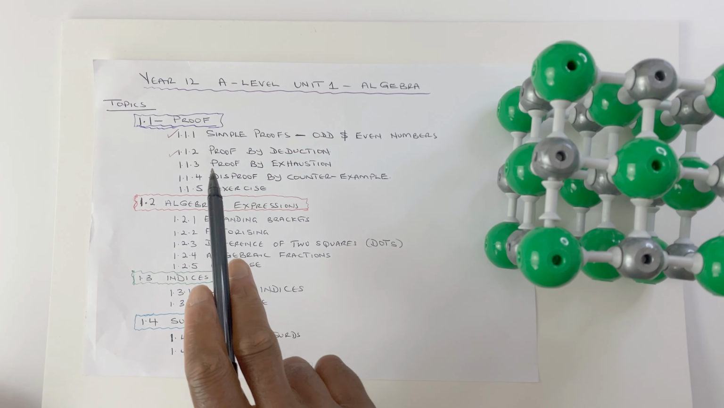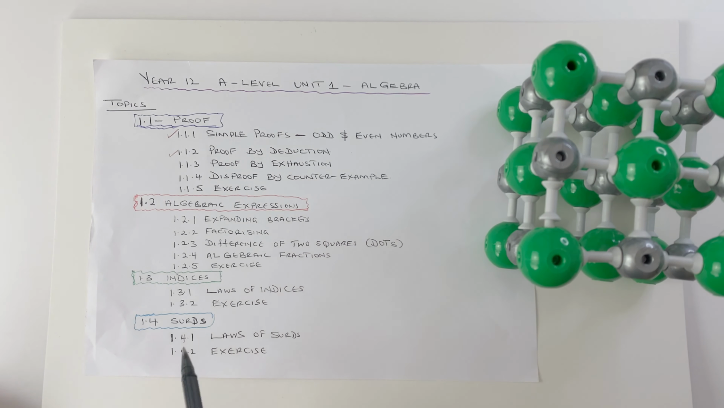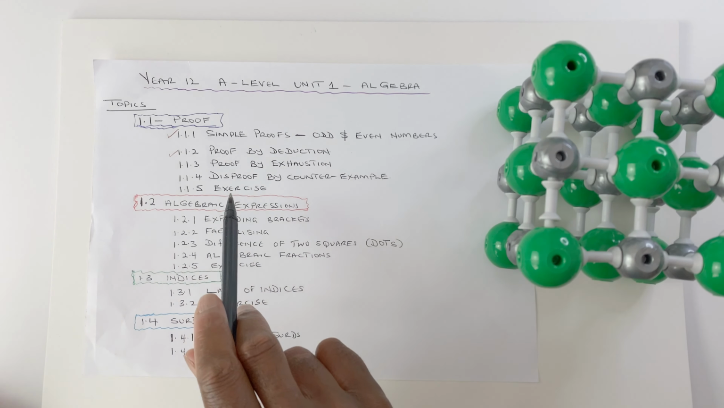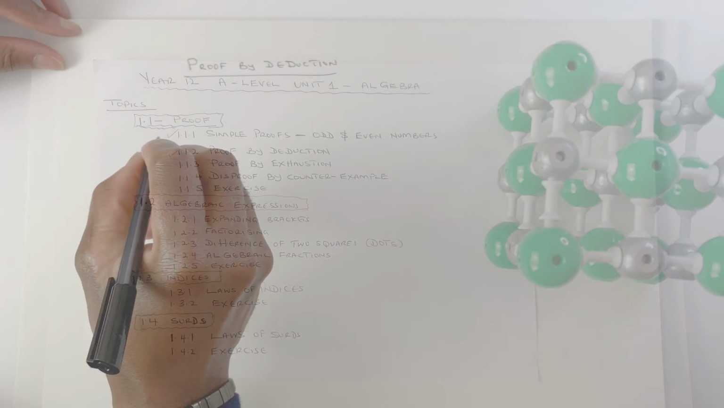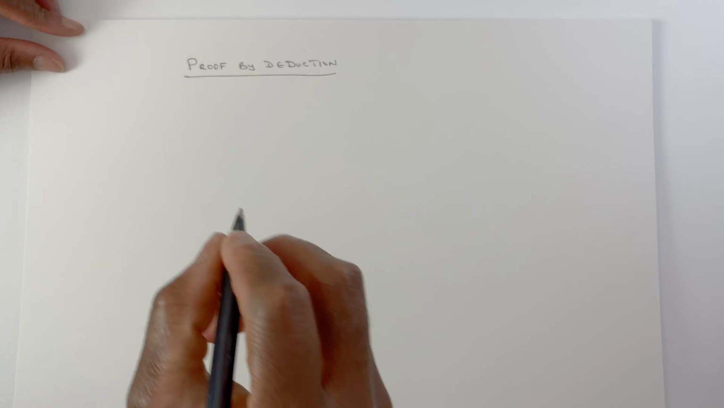Last time we studied simple proofs, odd and even numbers. Now we're going to be looking at proof by deduction. So the best thing is to define what proof by deduction is.